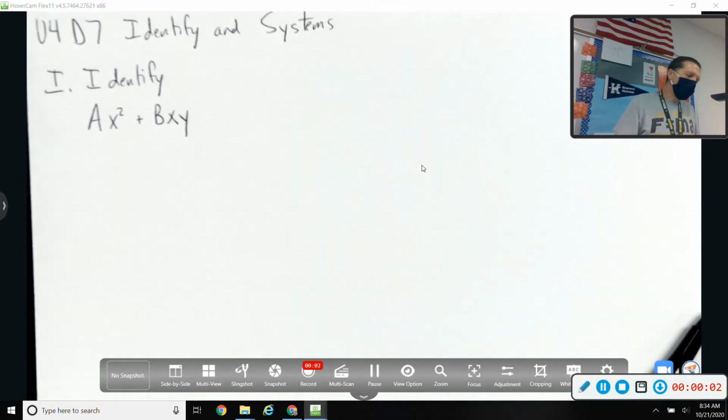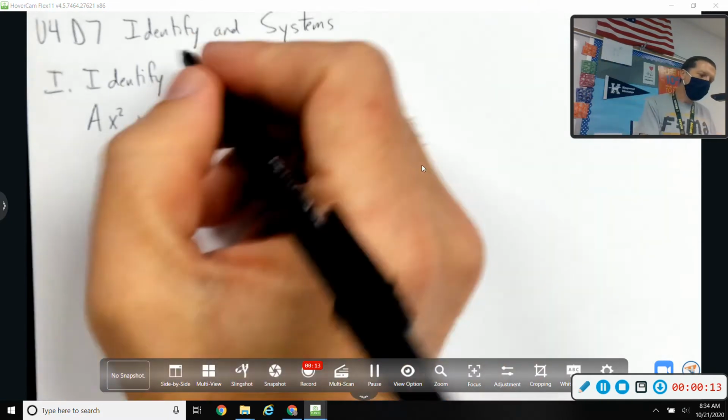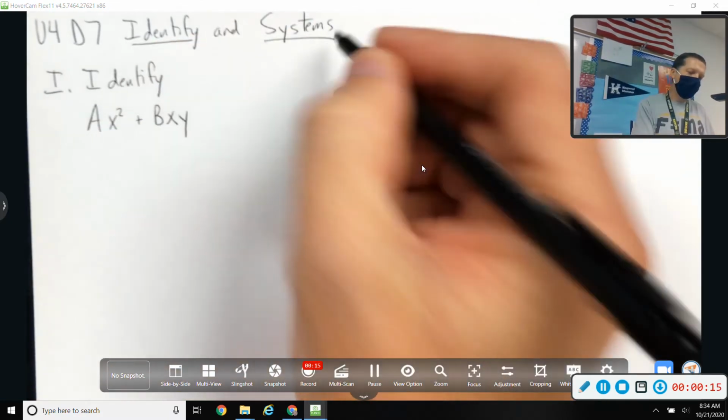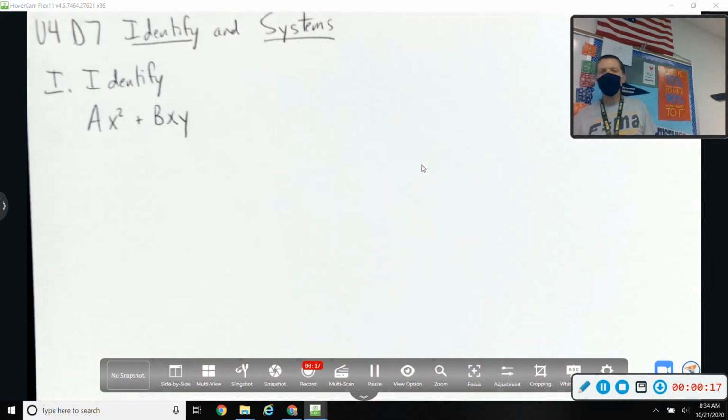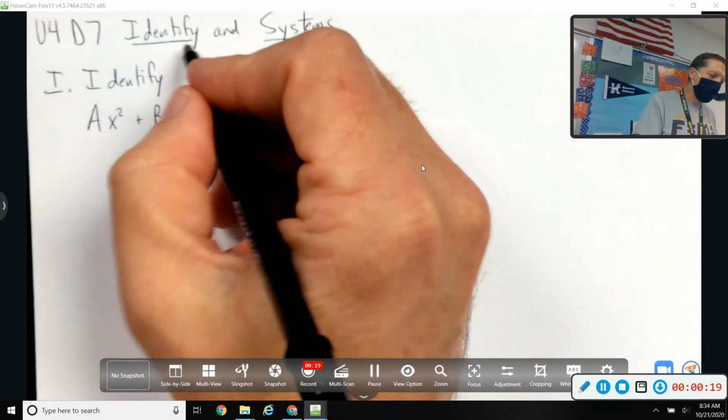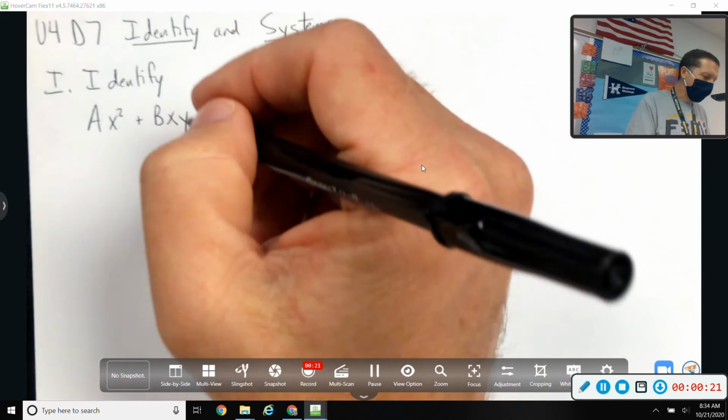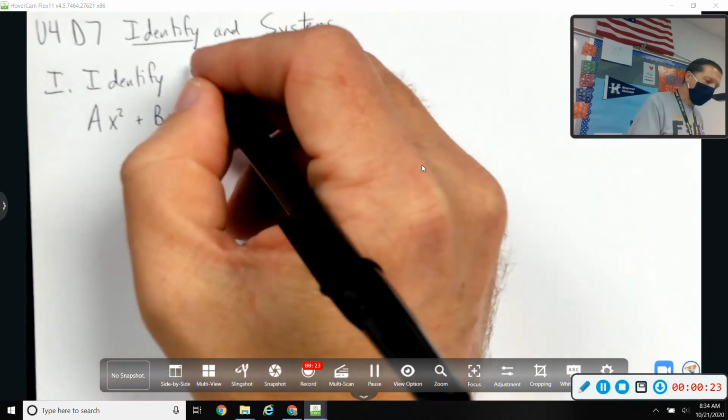So, Unit 4, Day 7, identifying conics and solving systems of equations of conics. We're going to keep both of these fairly simple. Both of these can get kind of crazy, but I'll show you why and how when we do each one. So first, identifying conics.